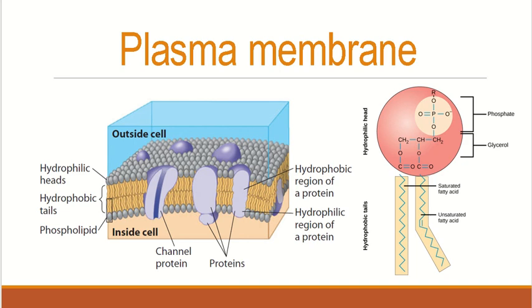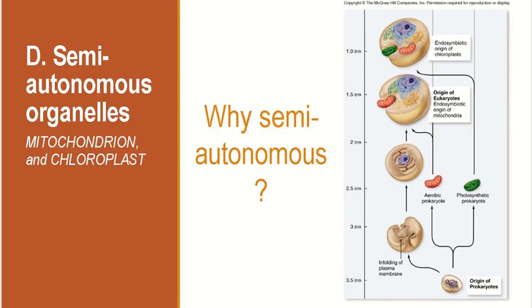So besides these organelles of the endomembrane system, we have those that are semi-autonomous, the mitochondrion and the chloroplasts. Well, the first thing we need to answer would be, why are they semi-autonomous? Well, originally, they were both prokaryotes. One was an aerobic prokaryote, one was a photosynthetic prokaryote, living autonomously. Autonomous in a sense that they contain their own DNA.